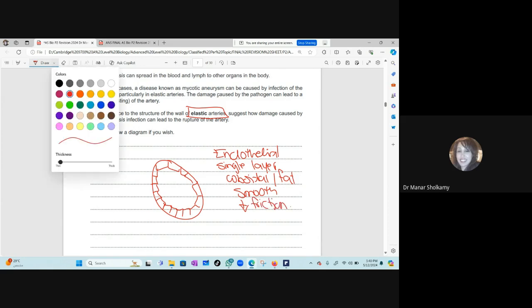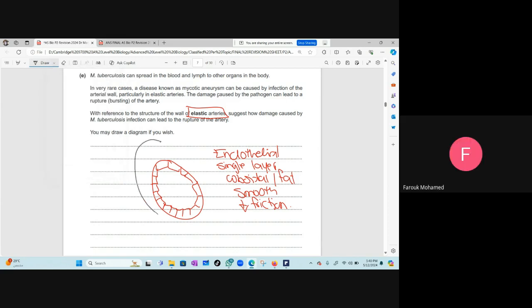Now, discuss the second layer. What is the second layer, Farouk? The tunica media. Now, stop here. What does the tunica media contain? Elastic fibers, collagen, and... Yes, it contains all three tissues, but in this type of artery, which tissue will be abundant in the tunica media? The elastic fibers. Correct.